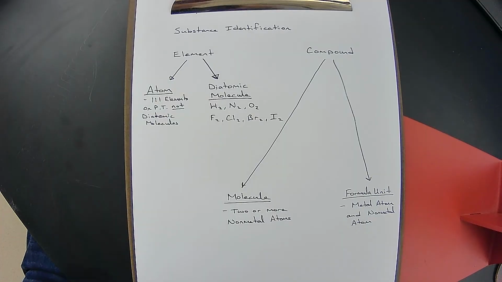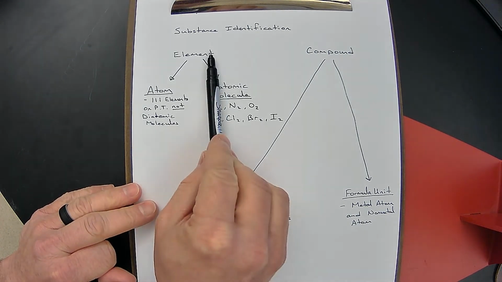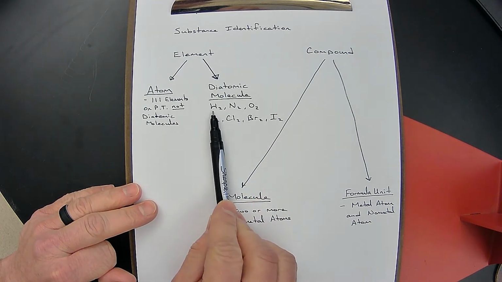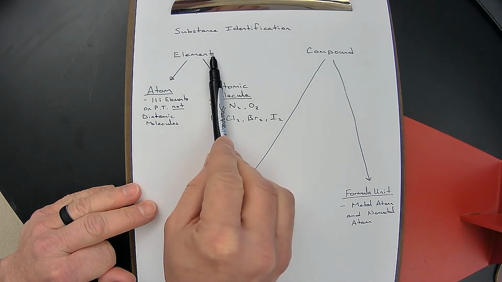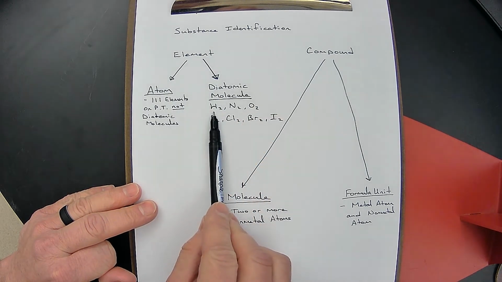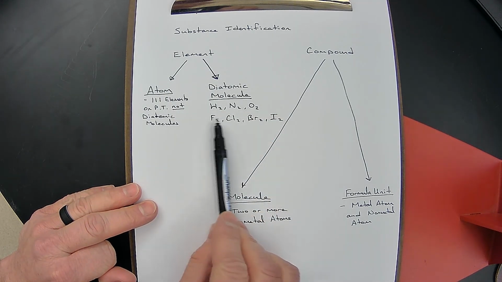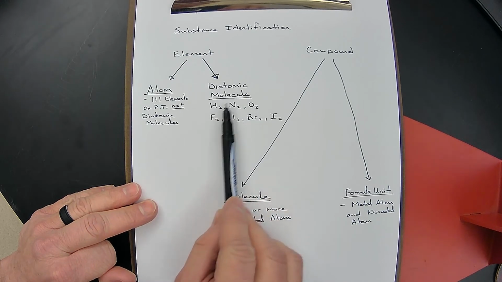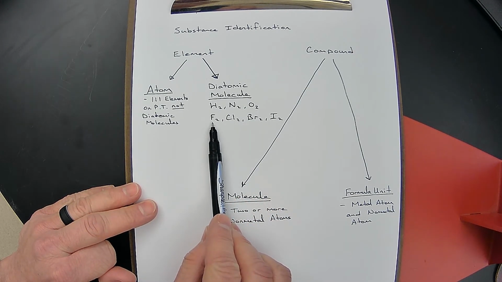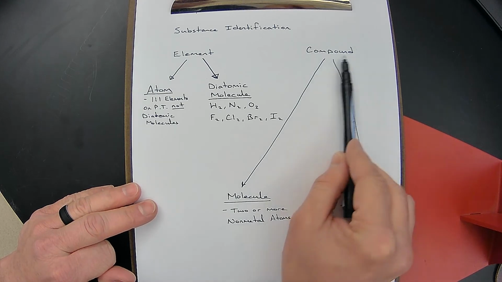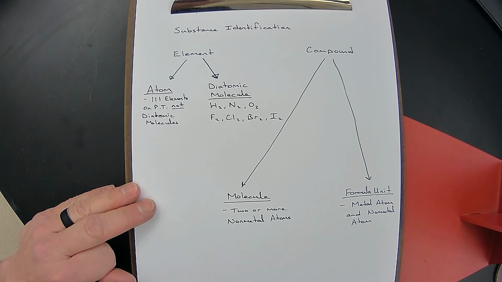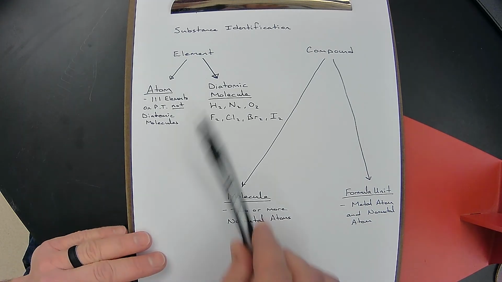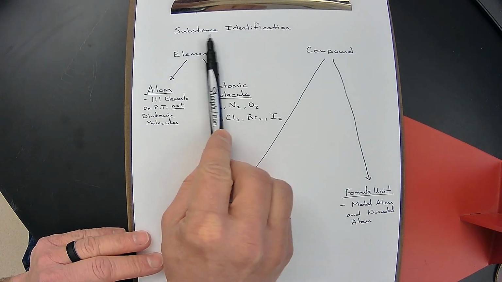One thing that I want to point out is it's possible to have an element that's a molecule because these are all elements. It's just they're bonded with each other. An element identifies it as one type of atom. So these are all elements, one type of atom, but they're forming a molecule because they're bonded with themselves. Here you have a molecule that's under the classification of a compound because it's two or more non-metal atoms forming a molecule. This is the way that we're going to identify the substance we have.